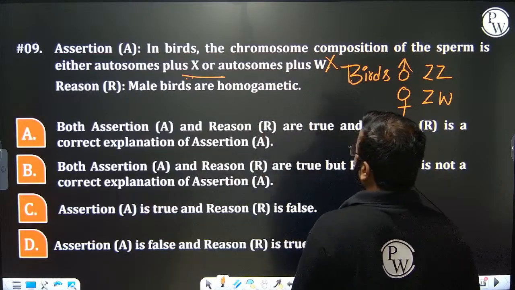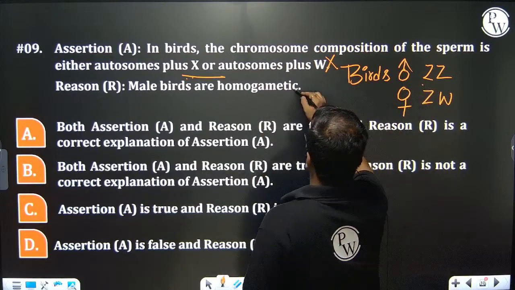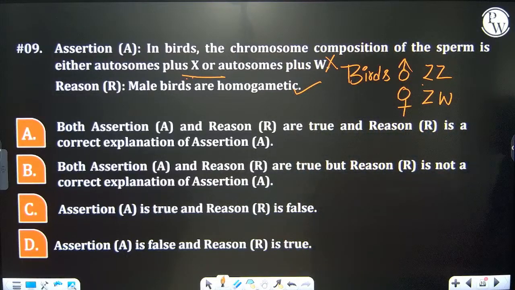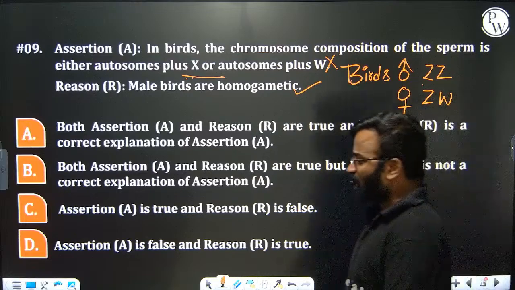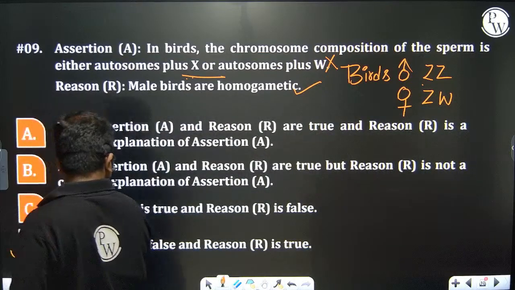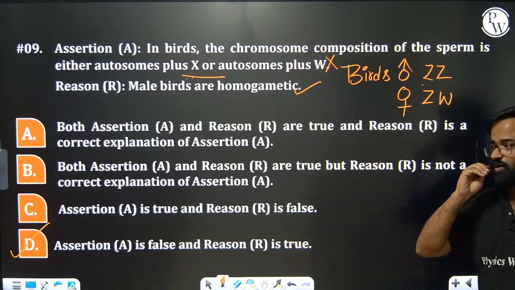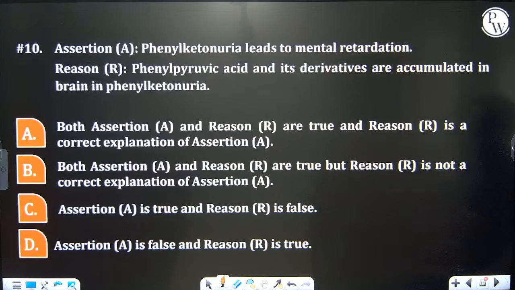Male birds are homogametic, as I just told you, so this is true as a statement. So what would be our answer? D would be our answer. Assertion is false and reason is true. Is it clear? Hello? Let's move on to the next one.